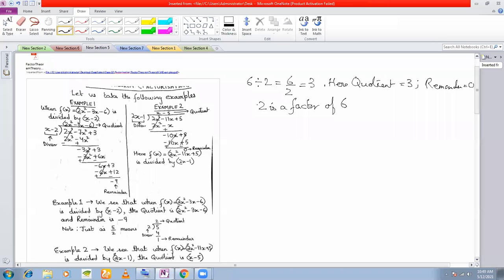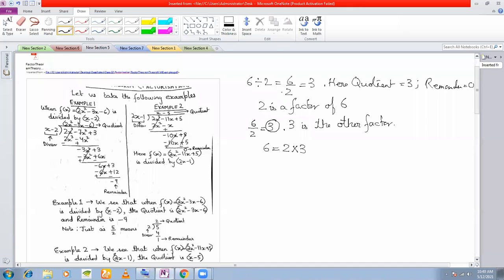And how do you get the other factor? In order to get the other factor, what you do is you divide 6 by 2 to get 3. So 3 is the other factor, right? So 6 has been written as a product of two factors. What are they? 2 and 3.